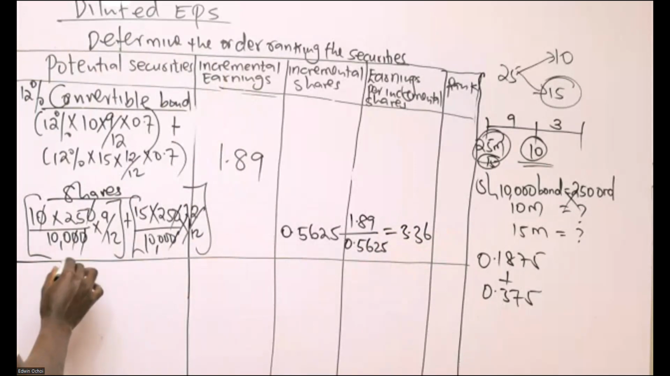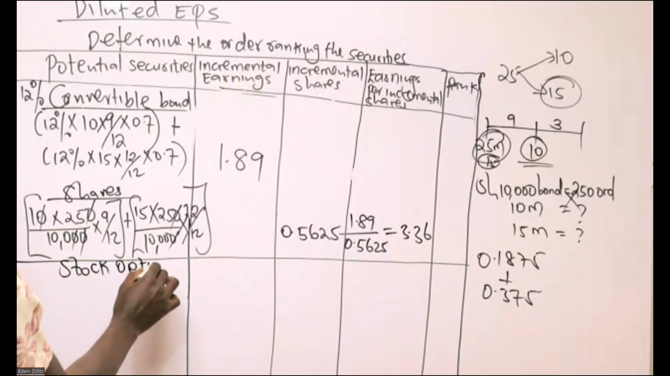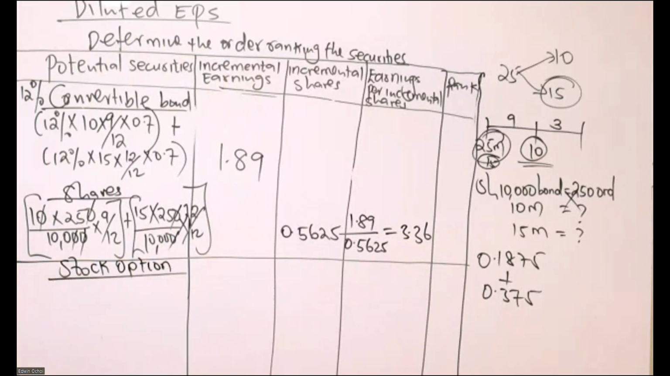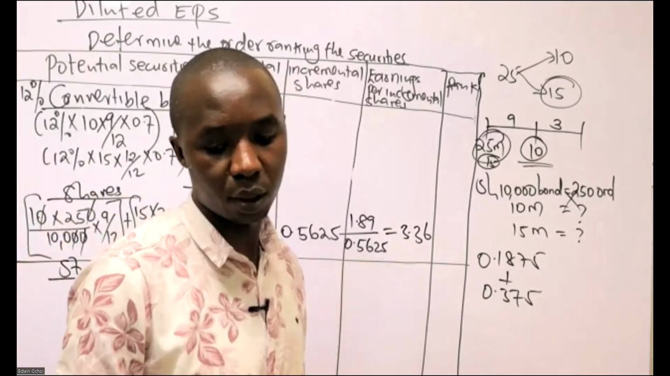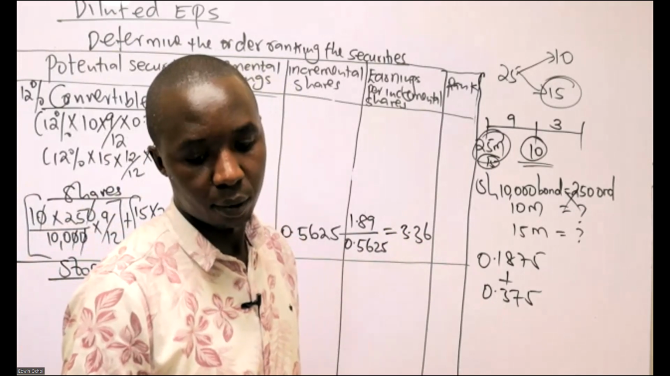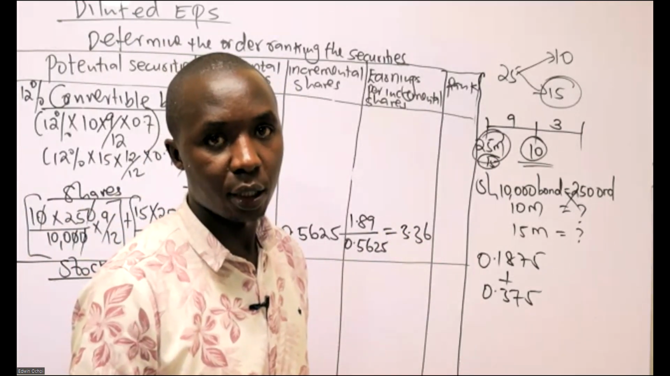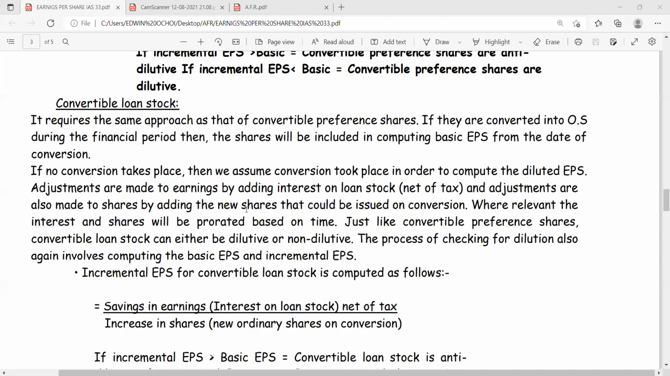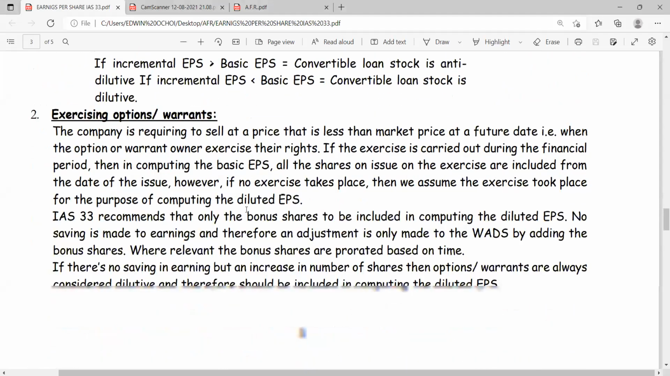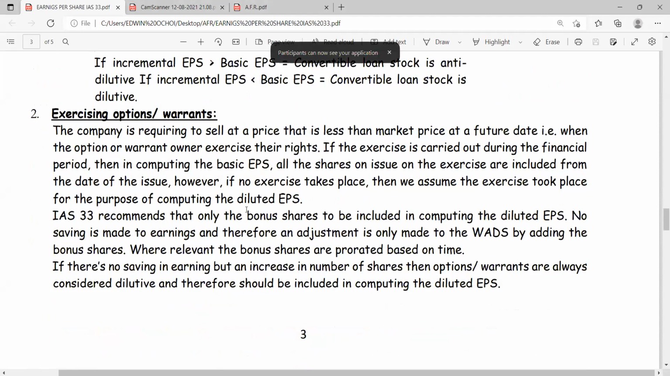So we do the next, stock options. The option that they are going to do what? To sell at a lower price in the future. What are they selling? Are they selling shares? Yes, it's shares. Remember that I talked about this. The company is required to sell at a price that is less than the market price at a future date. That is when the options or warrant owners exercise their rights.